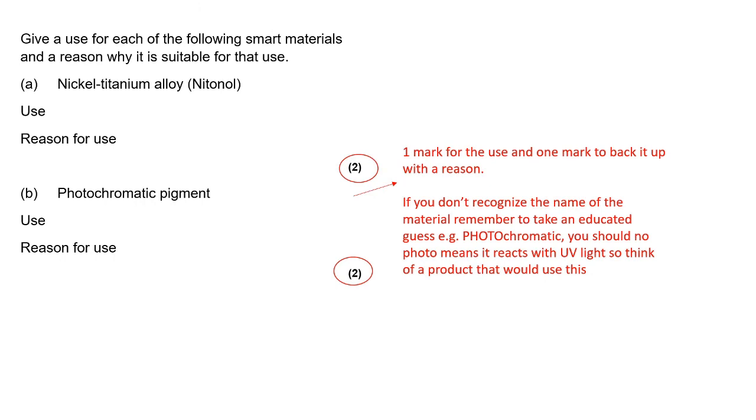Next one, give a use for each of the following smart materials and a reason why it's suitable for that use. So nickel and titanium alloys, that's nitinol, so that is your shape memory alloy, and then your photochromic pigment. So 2 marks each, 1 mark for the use and 1 mark to back it up with a reason. Now, with these, if you don't recognise the name of the material, take an educated guess. Okay, so things like photochromic pigment.